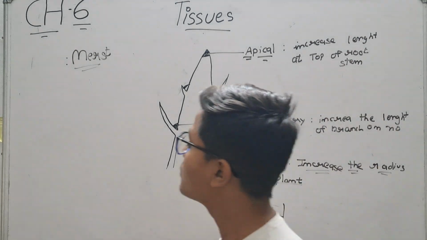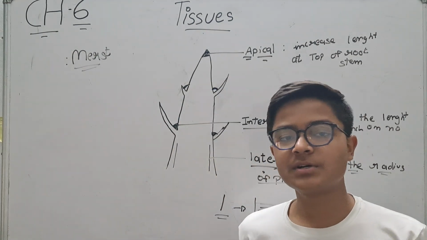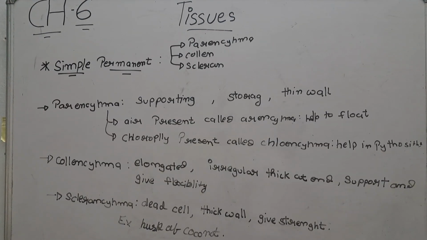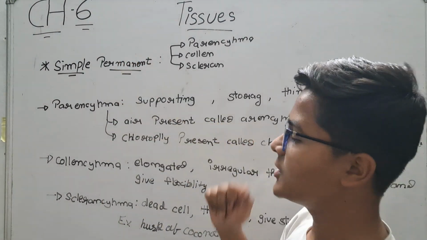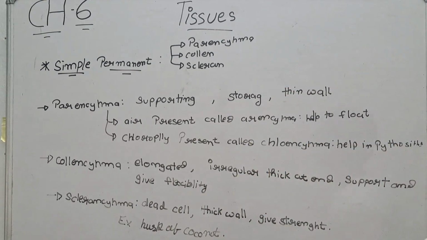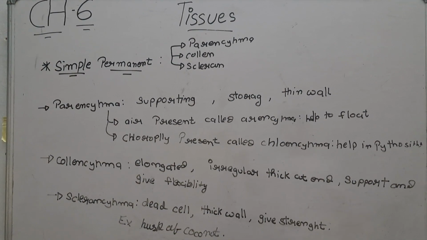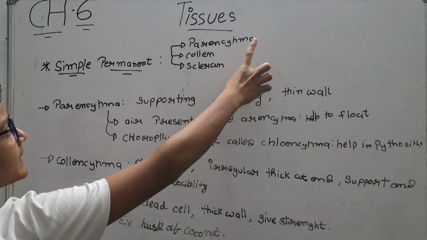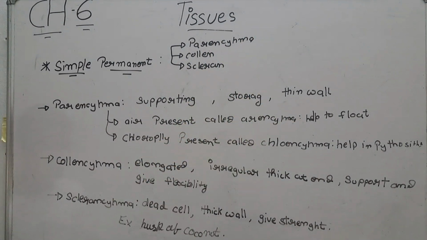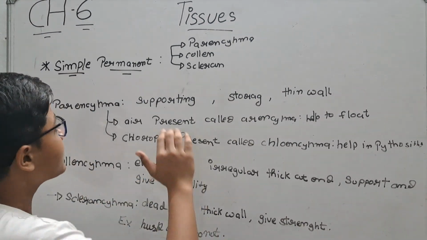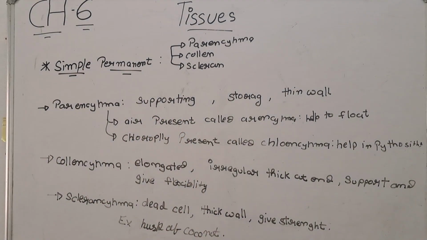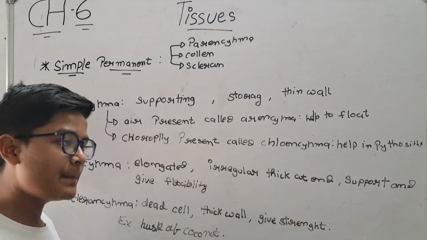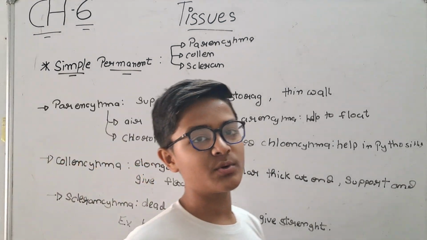So let's move further on simple permanent tissue and complex permanent tissue. Now students, we are on simple permanent tissue. There are three main types: parenchyma, collenchyma, sclerenchyma. Let's start with parenchyma. Parenchyma is a supporting tissue in the plant, used for storage, with thin walls.